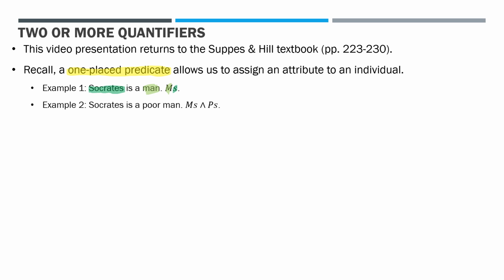In example 2, we have Socrates is a poor man. Here, it's still best to think of this in terms of one-placed predicates. So we're going to symbolize this with a conjunction. We'll take the predicate poor and the predicate man and make a conjunction, so we have capital M, lowercase s, for Socrates is a man, and capital P, lowercase s, Socrates is poor.